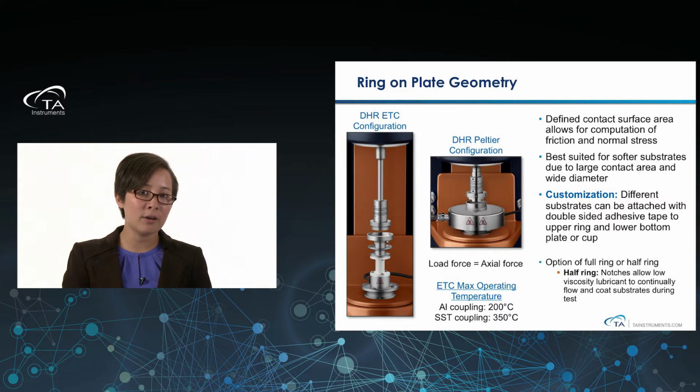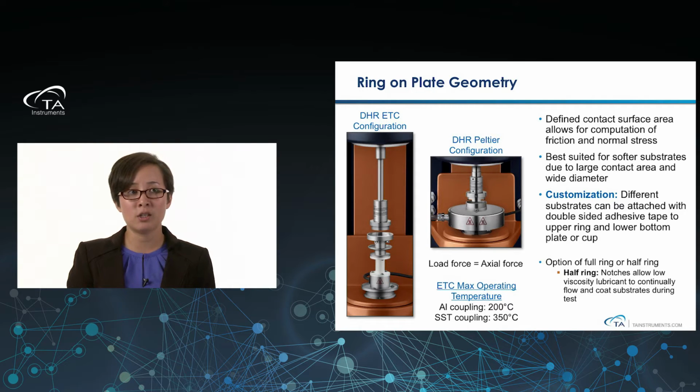What this half ring allows is that the notches let some low viscosity lubricant continually flow and coat the substrates during the test. So if you're studying anything with lubricants, the notched ring's really the way to go. Because we have defined dimensions of this ring, we can calculate the frictional stress. There's a defined contact surface area, so you can calculate friction and normal stresses. This geometry is best suited for softer substrates because of the large contact area and wide diameter. It's just a little bit easier to control.